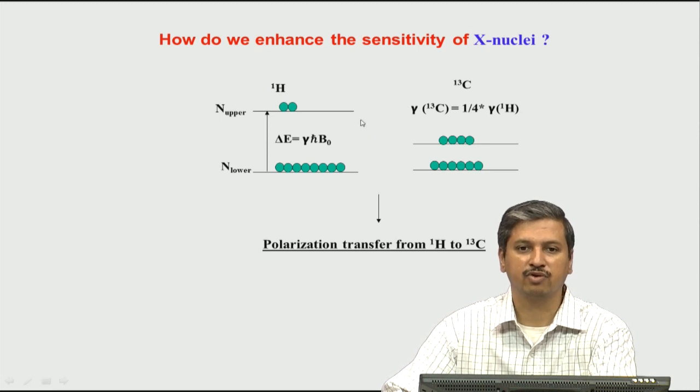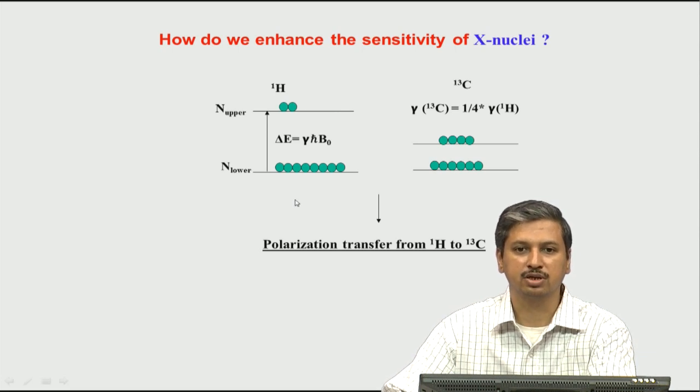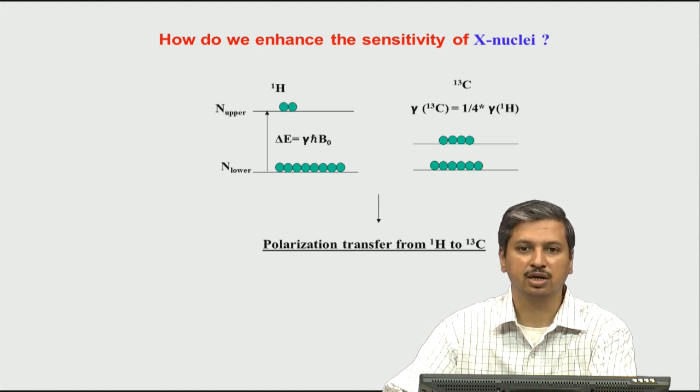In a similar way, if I transfer the polarization from a higher gamma nucleus to a lower gamma nucleus, then I will get the sensitivity enhancement of the lower gamma nucleus by a factor of 4 in this case, but a higher factor in case of nitrogen, depending on the gamma value. So, this is the basic philosophy or idea in all the heteronuclear NMR experiments that we do in NMR spectroscopy, that we basically enhance the sensitivity of X nuclei by implementing this concept of polarization transfer.